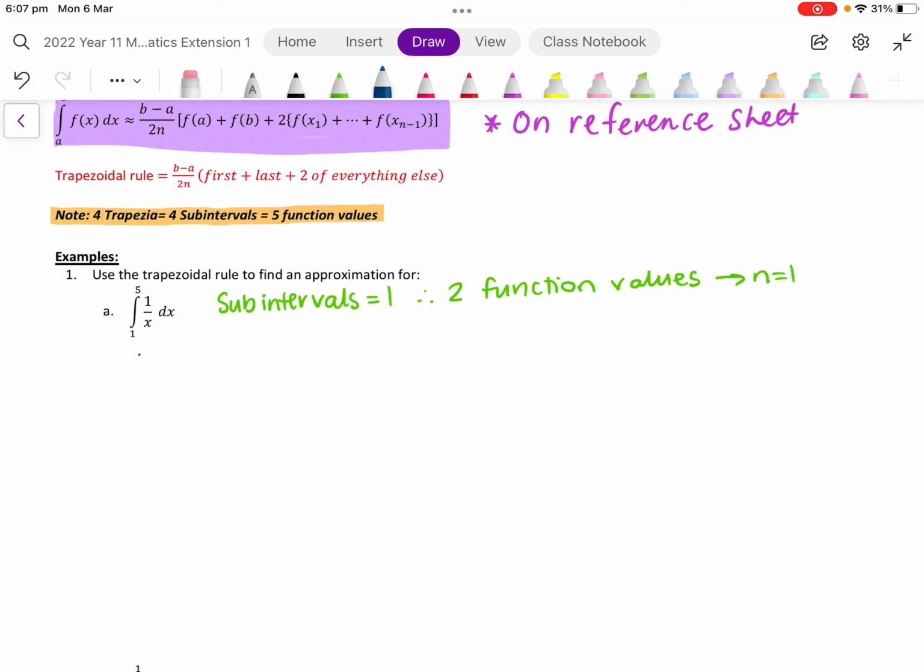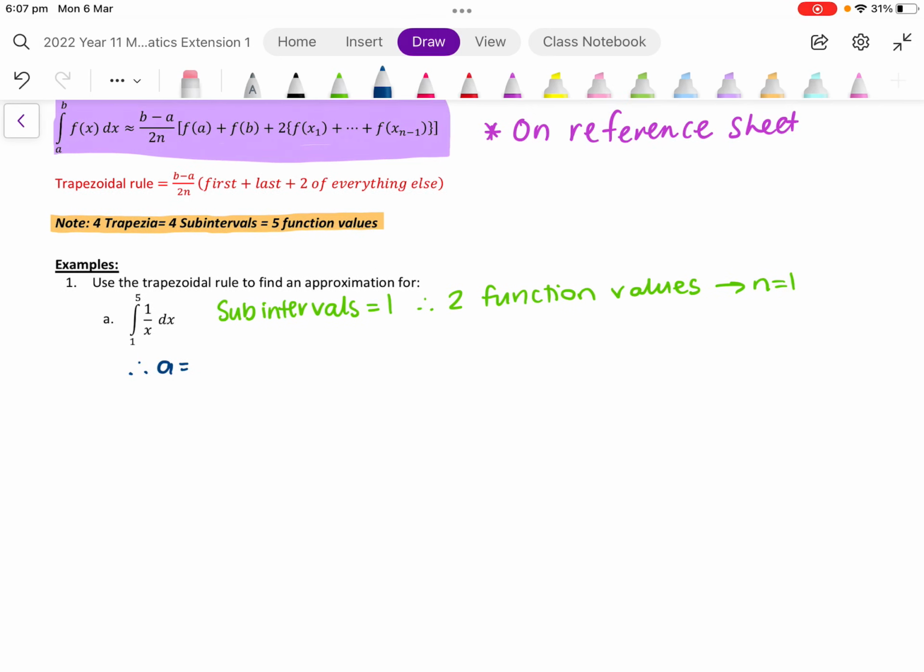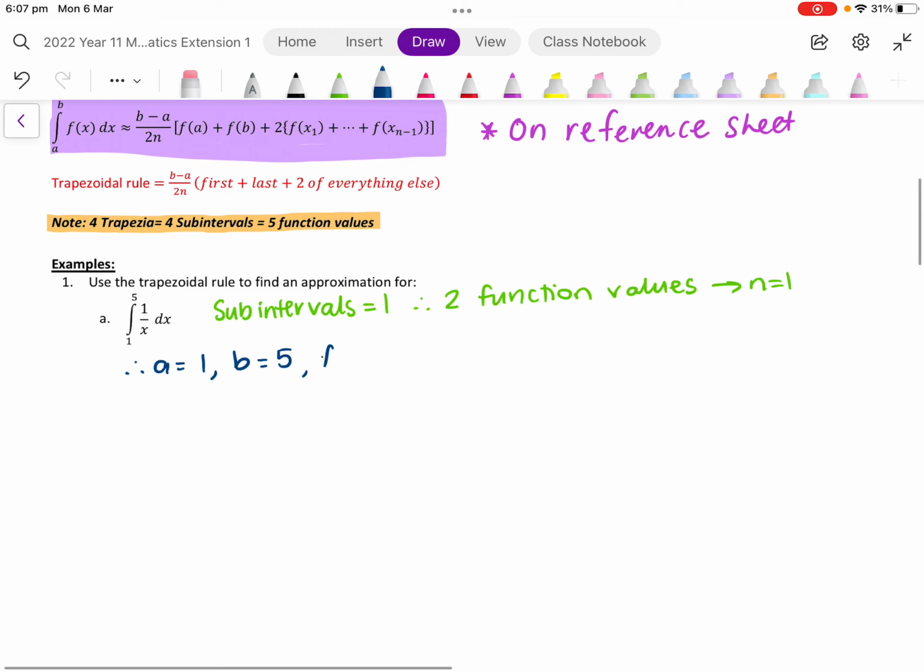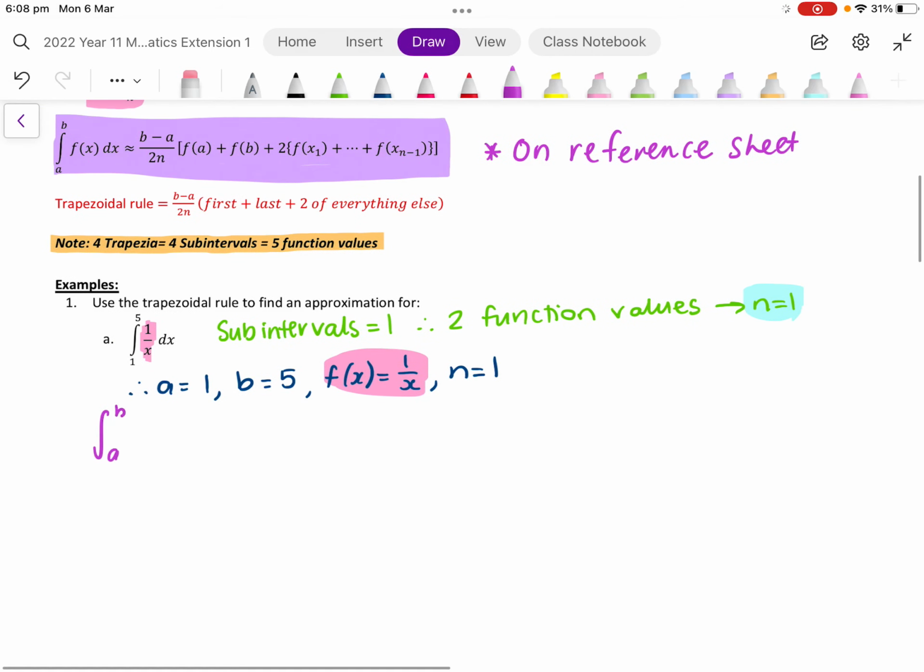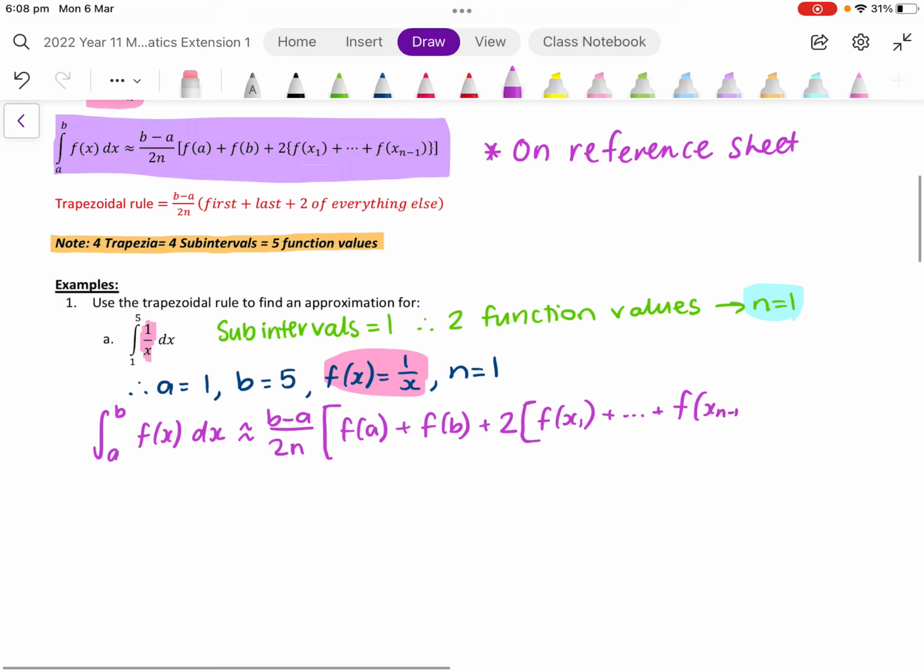From this, we have that our a value from our formula is the base of our integral, which is 1. Our b value is the top of our integral, which is 5. Our f(x) is equal to 1 over x, and we know that n is equal to 1. What we can do now is substitute all of these values into our formula that we have on our reference sheet. So our formula, and we don't need to write our formula out every time, is the integral from a to b of f(x) dx is approximately equal to (b minus a) over 2n of f(a) plus f(b) plus 2 lots of f(x1) plus ... plus f(x_{n-1}).